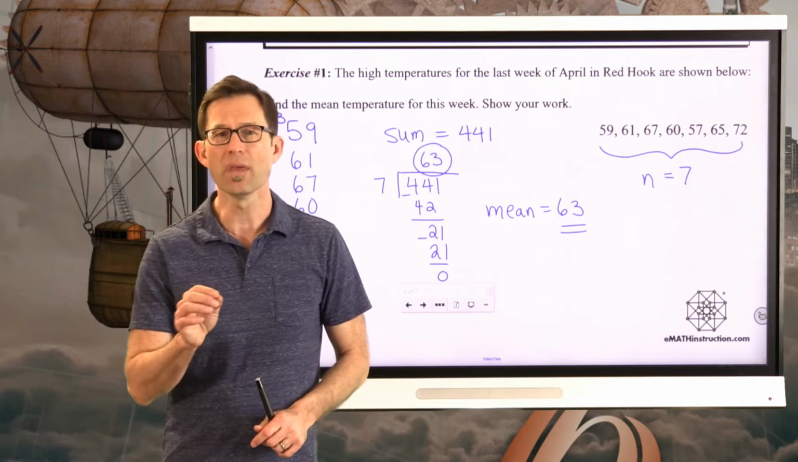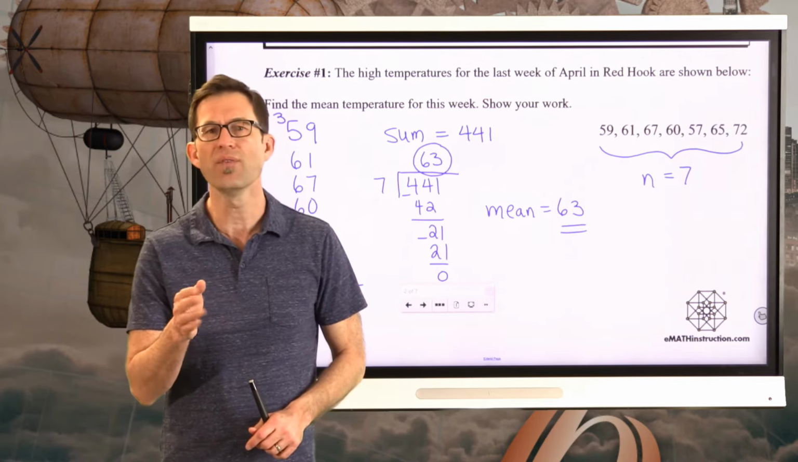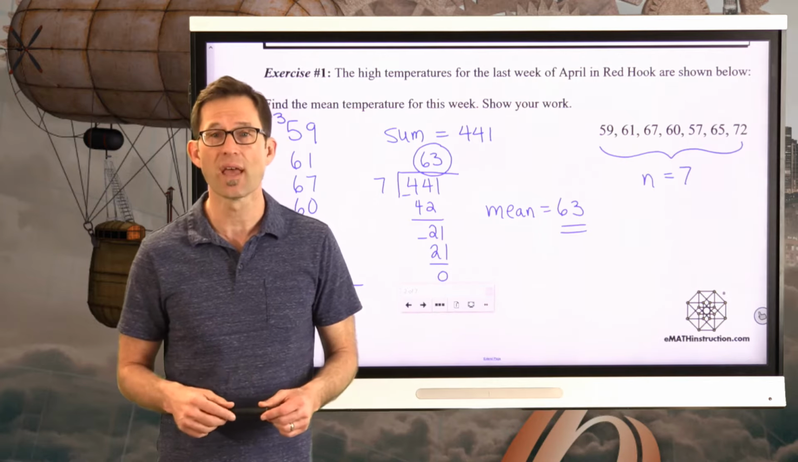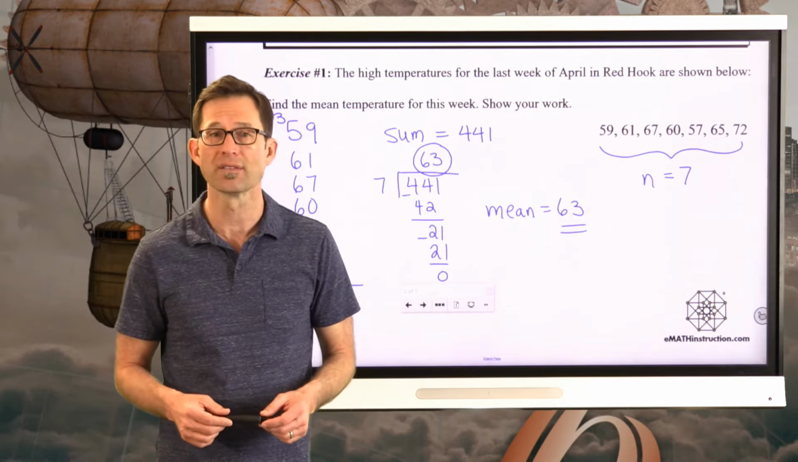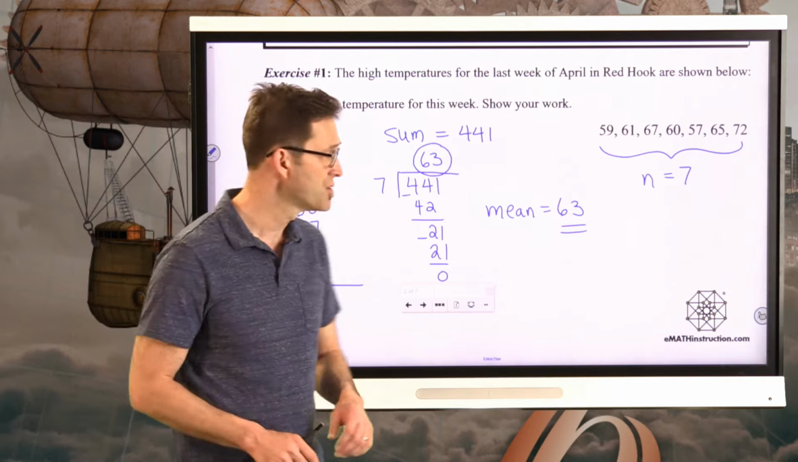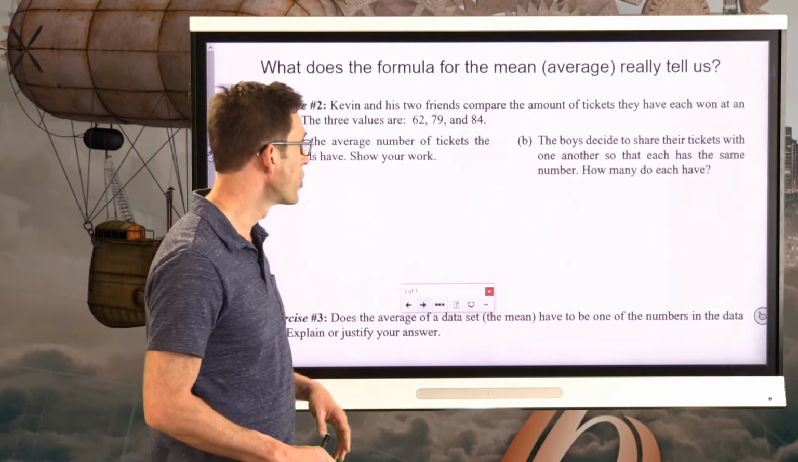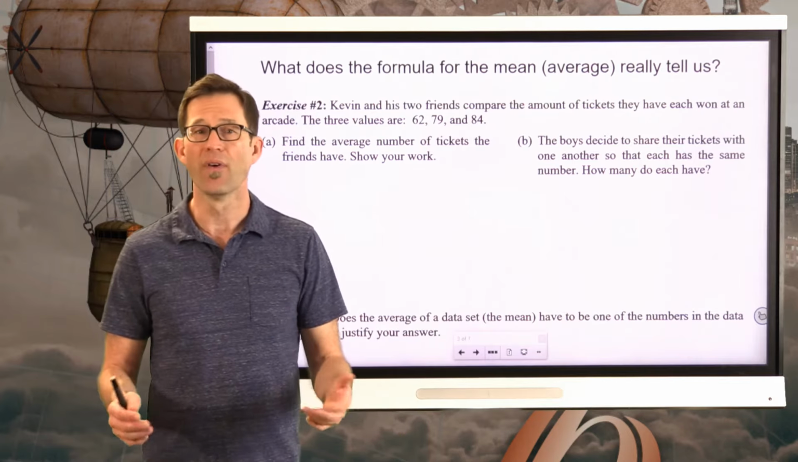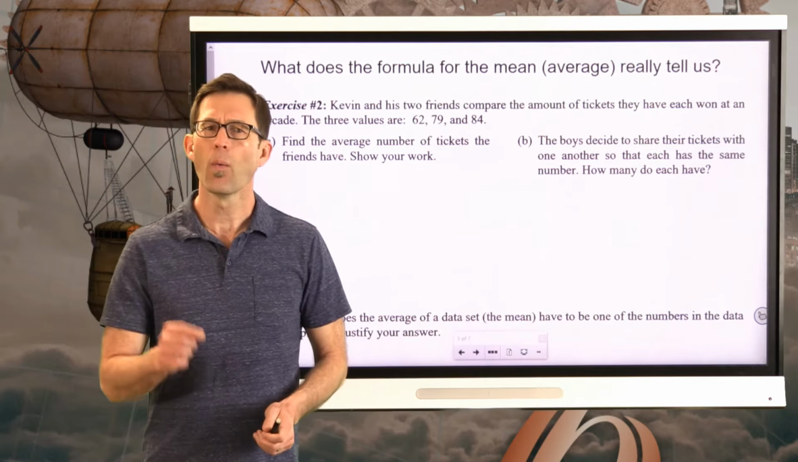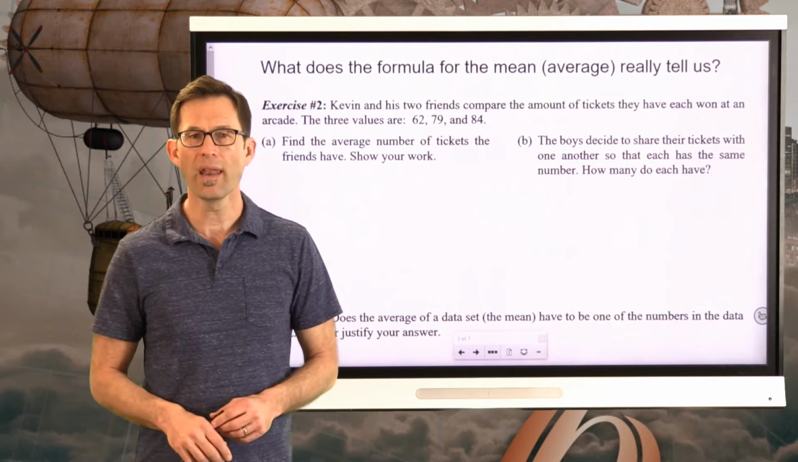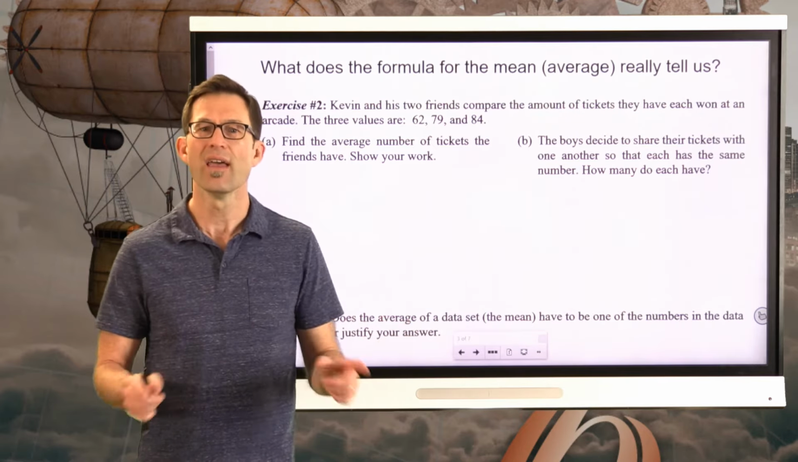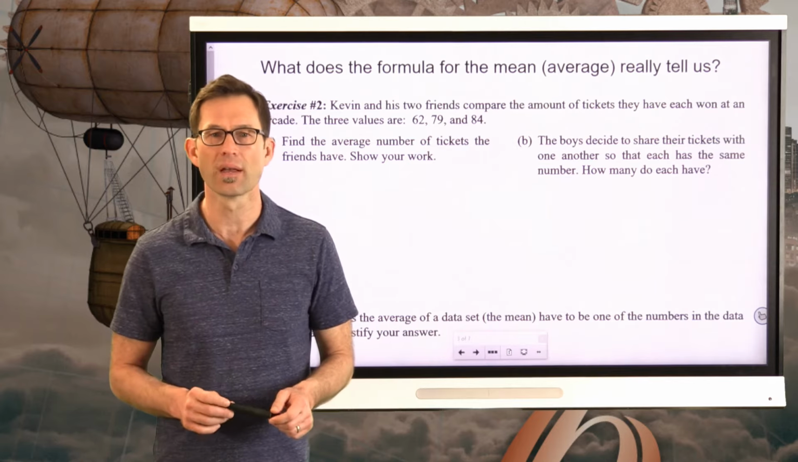The idea is the mean is supposed to be a number that's kind of in the middle of the data set and generally represents a typical value of the data set. All right? So easy enough though, right? It's a simple idea. Add them all up and divide by how many there are. Now, one thing I want to make sure of is that you have a good sense of what the mean really tells us. Let's take a look at that in exercise number 2.